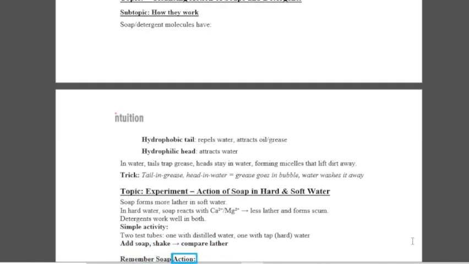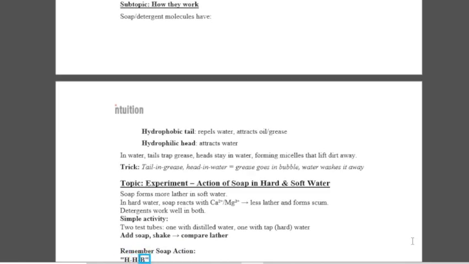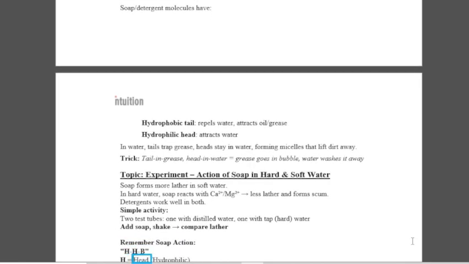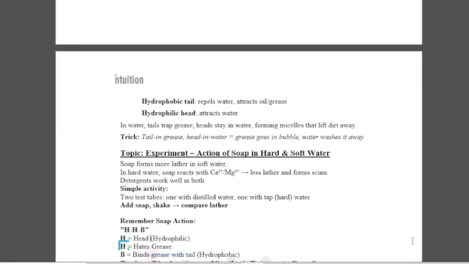Remember soap action: HHB. H is head, hydrophilic. H is hates grease. B is binds grease with tail, hydrophobic.